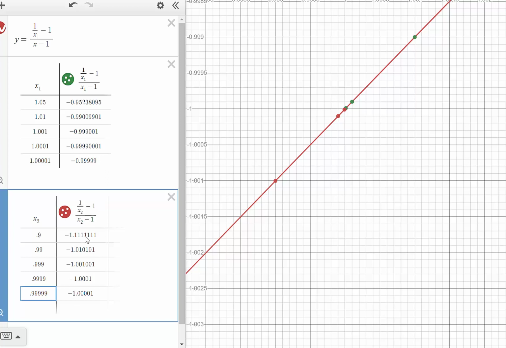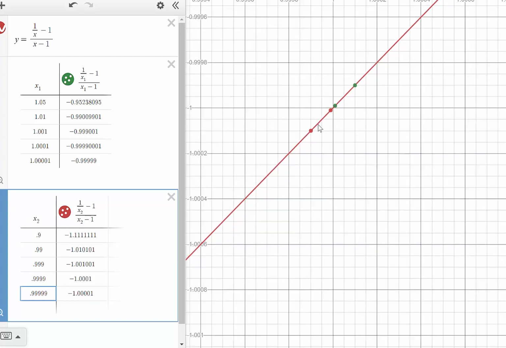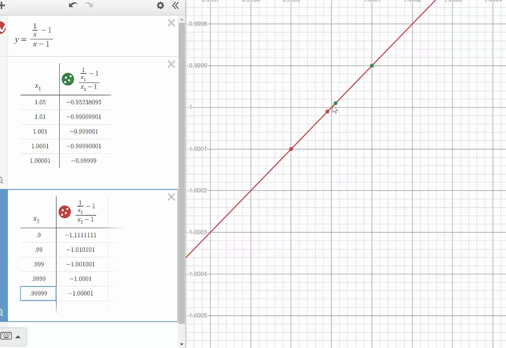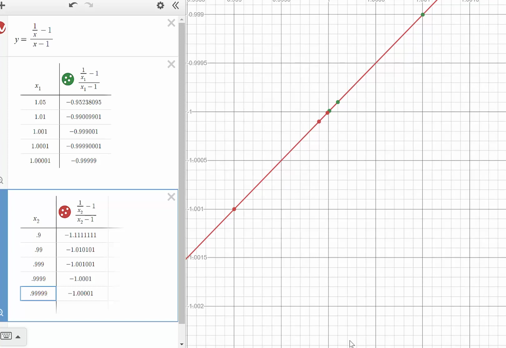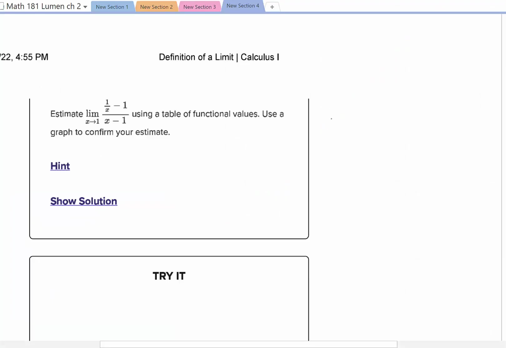And down here, it's on the other side, a little above, so it's negative 1.11, negative 1.01, negative 1.001, until we get to negative 1.0001. So both sides are going towards this value of negative 1. And it sure looks like that's how it is on the graph. Again, at 1 it would not be defined, but it's approaching that value. So we can write the limit of 1 over x minus 1 over x minus 1 as x goes to 1 equals negative 1. Both sides are going towards negative 1.